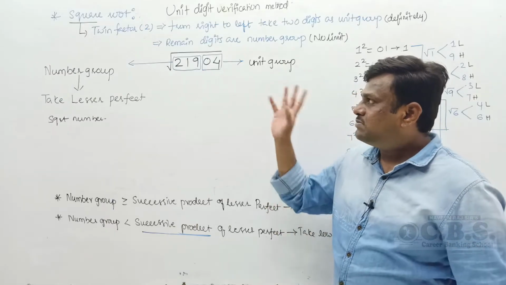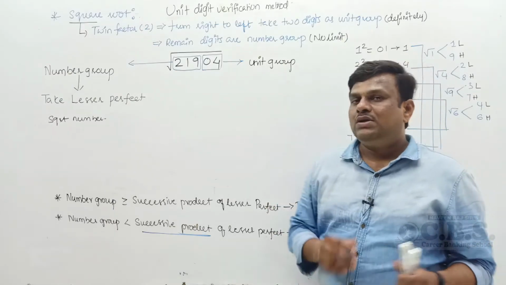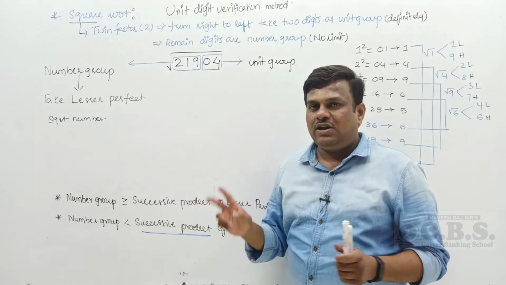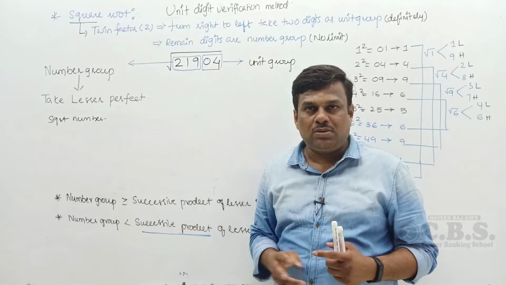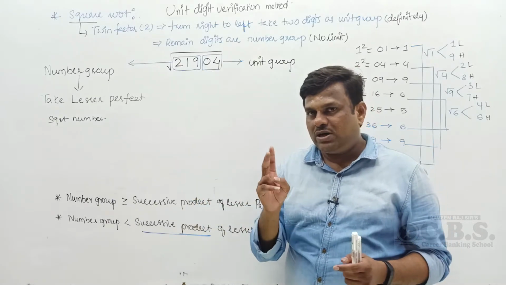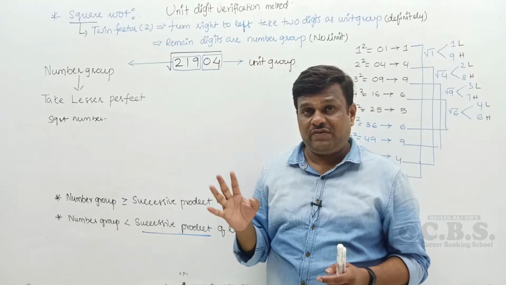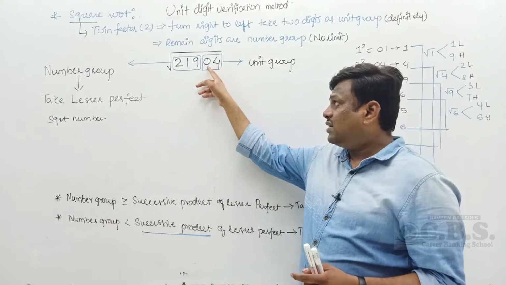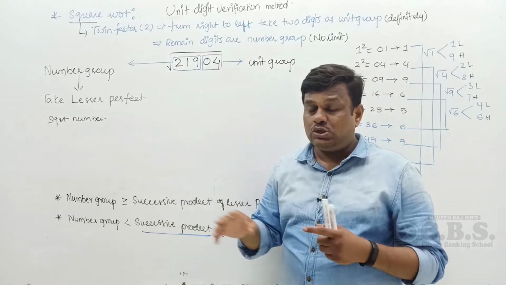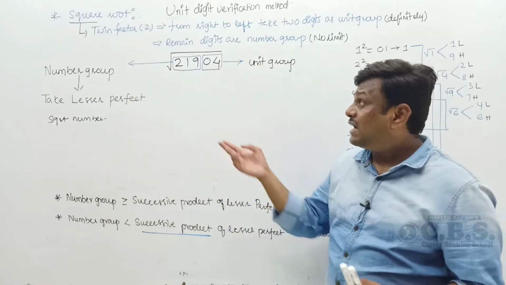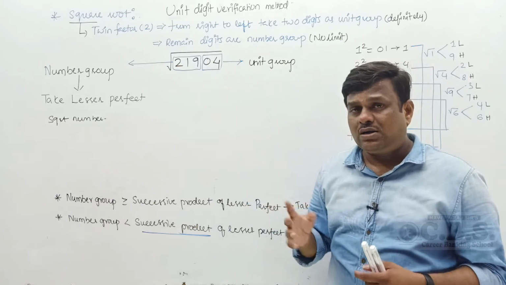Let us go for a simple example, 21904. 21904 is divided into two groups, a unit group and a number group. The unit group compulsorily holds how many digits? 2 digits, from right hand side to left hand side. Here the right hand side is 4, and take 0 also, so 0, 4 is the unit group and the remaining 2, 1, 9 is the number group.